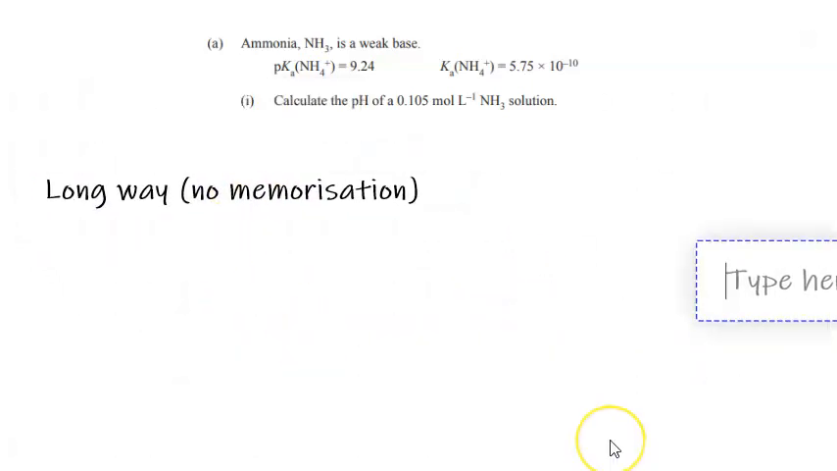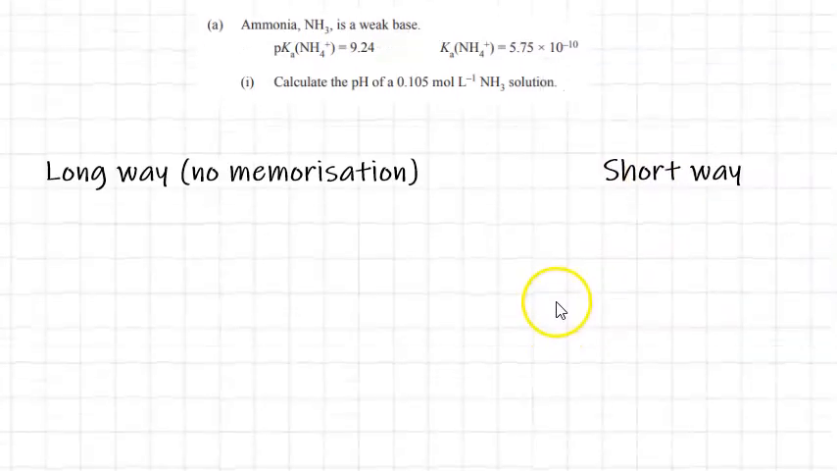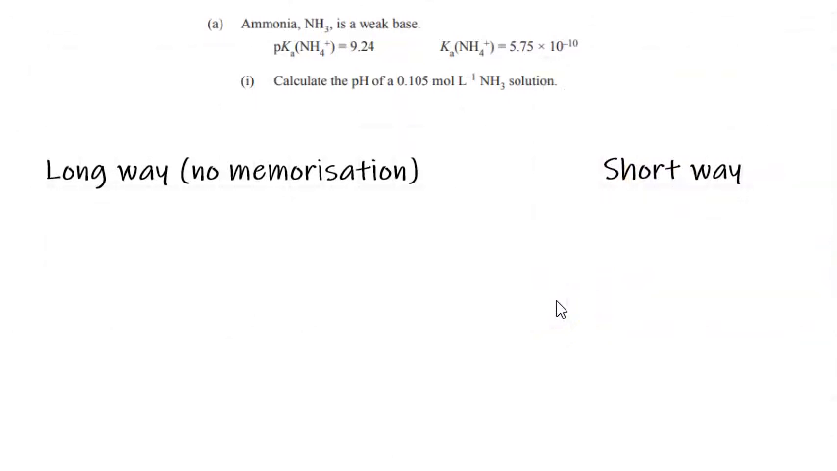I'll do the short way first, and then if you're comfortable with the short way, you can just skip to the next question. Otherwise you can have a look at the long way, just in case you forget. There's a formula that you need to remember if you're doing this the short way.